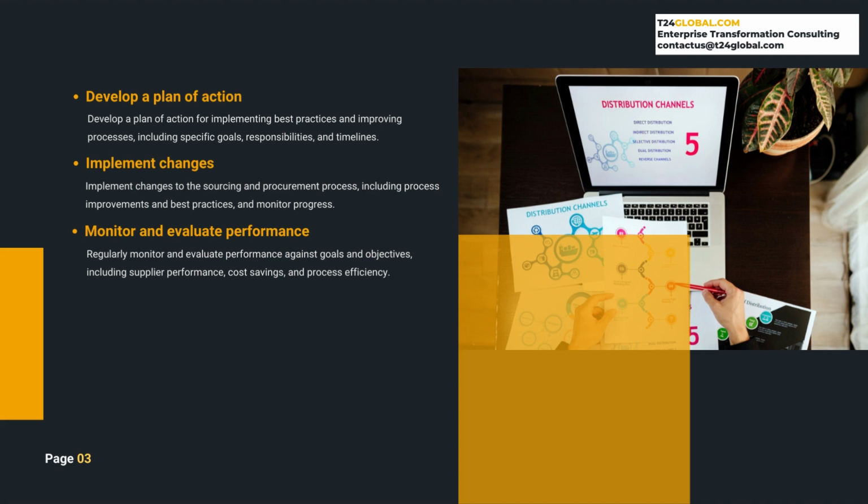6. Implement changes. Implement changes to the sourcing and procurement process, including process improvements and best practices, and monitor progress. Key components of this step include training and communication, as well as ongoing monitoring and evaluation. Key roles involved in this step include procurement and supply chain managers, as well as process improvement specialists and change management champions.